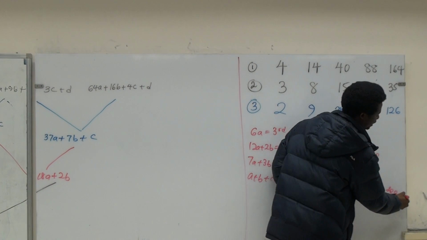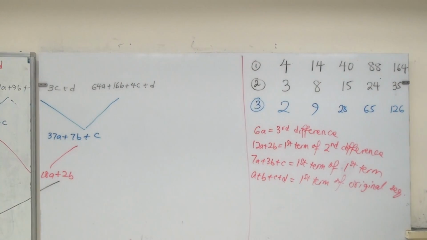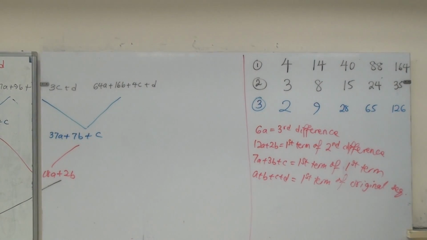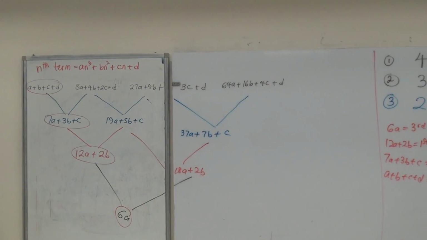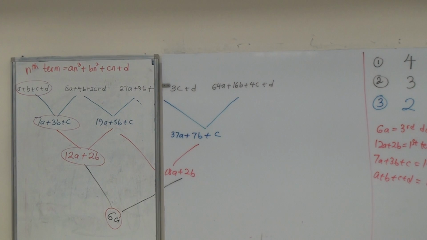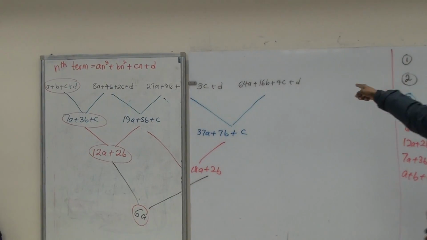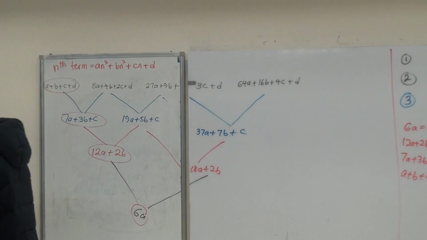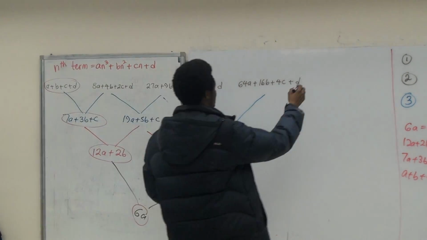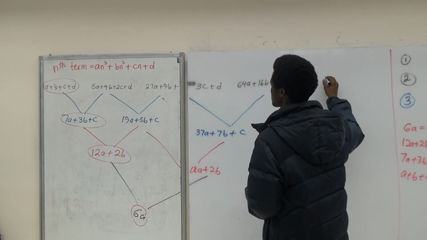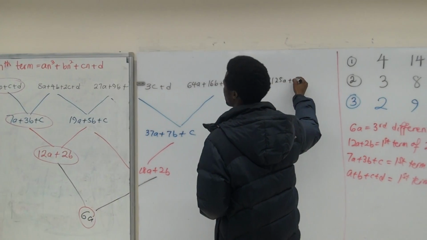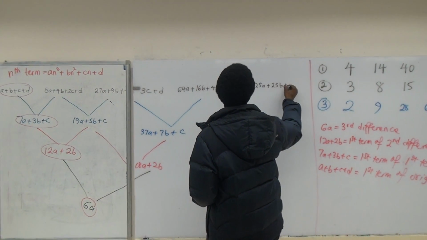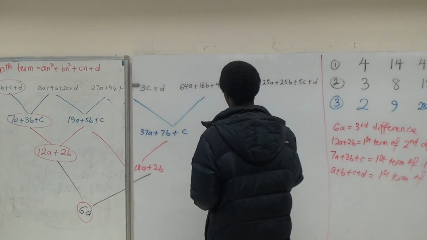For those of us that did it, did you get all this? Exactly. So if you didn't do it, now you know what to use if you encounter a cubic sequence. I'm going to move a step forward here so you can see that it's the same. A step forward will give me what? Can somebody help? 125A plus 25B plus 5C plus D.